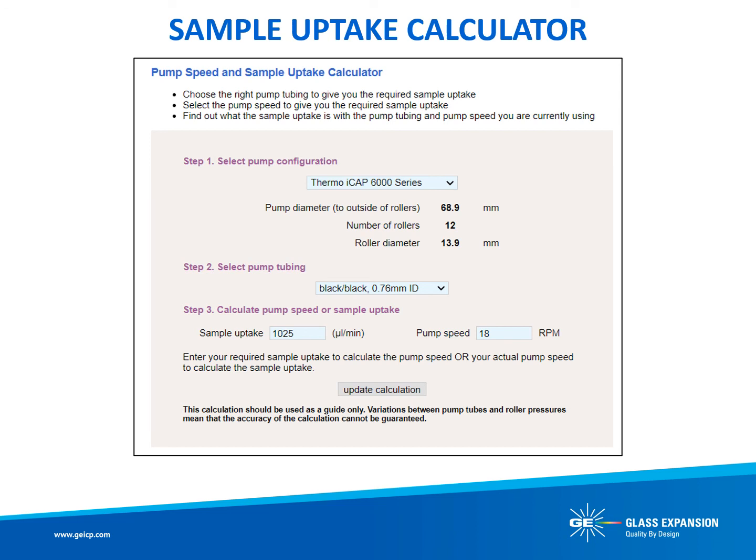The pump speed and sample uptake calculator helps you quickly determine the optimal combination of peristaltic pump speed and pump tubing size. In this example, we have selected a Thermo iCAP from the drop-down menu, which automatically references the correct pump specifications. You can also enter these specifications manually. If your instrument is not listed in the drop-down menu, please contact us if you need assistance with these parameters. We can see here that with black tubing and a pump speed of 18 RPM on a Thermo iCAP, the sample uptake rate is approximately 1 milliliter per minute.